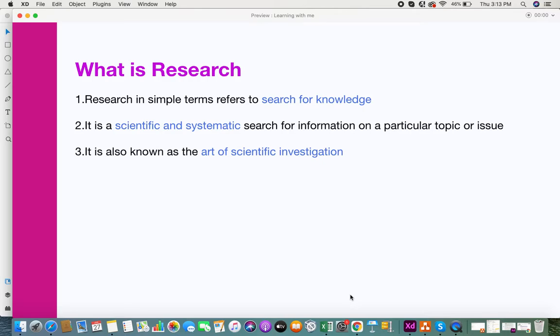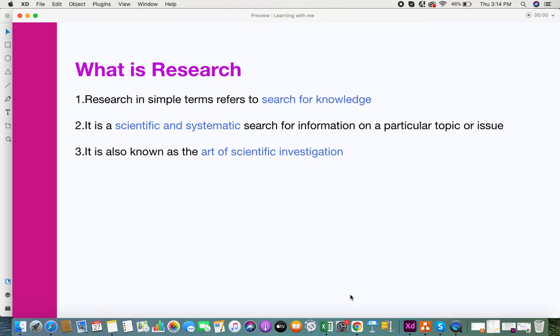The second one is that it is a scientific and systematic search for information on a particular topic or issue. When you do research, it's not just simply going and googling something. You have to break down your research into different levels. You first categorize what you want to research on, then you start breaking it down, going into detail step by step. And not every research is qualitative, it can even be quantitative, which involves numeric data. That's why they say it is a scientific and systematic search for information.